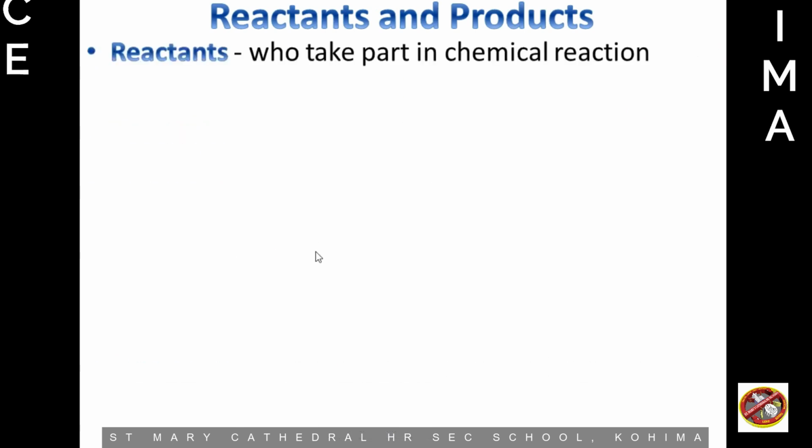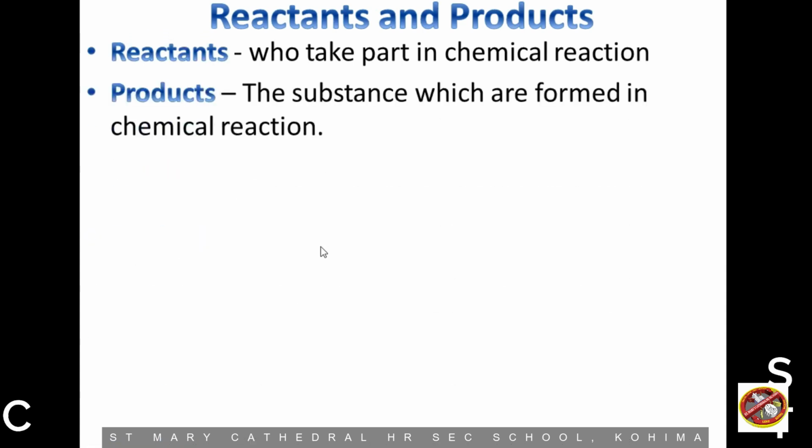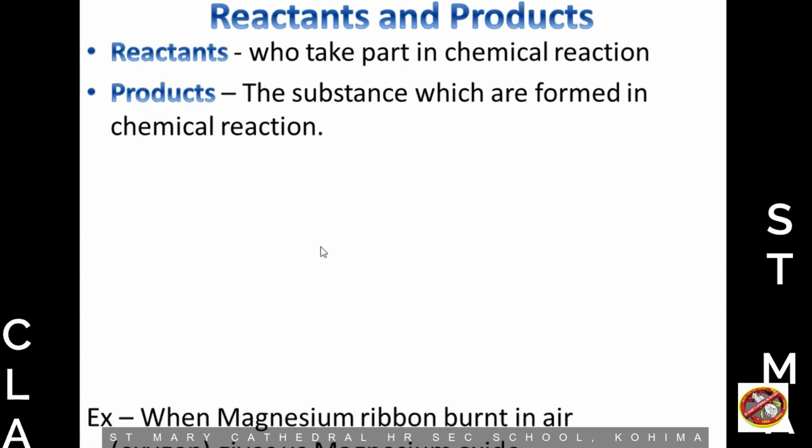Let us see the definition. Reactants are those that take part in the chemical reactions. What about product? The substances which are formed in chemical reactions.